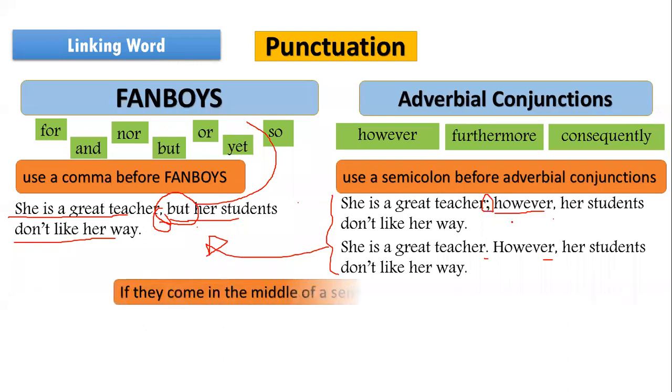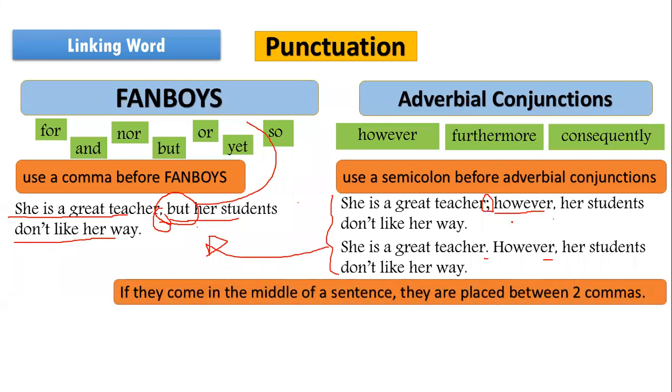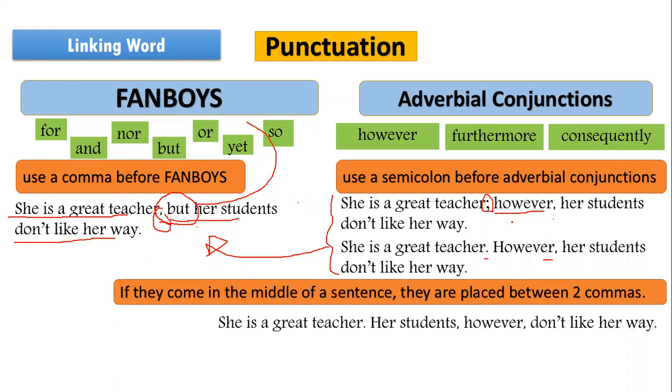There's a case where the adverbial conjunctions come between two commas. Let's look at this example. She's a great teacher. Her students, however, don't like her. If you can see here, the word however comes between two commas. Why? Can somebody tell me why? What's different here between this sentence and this one?